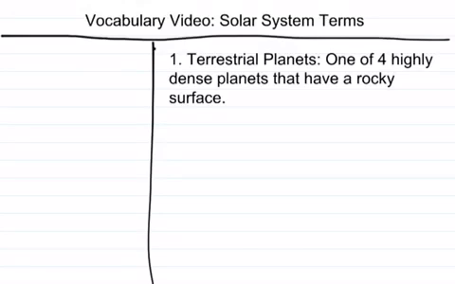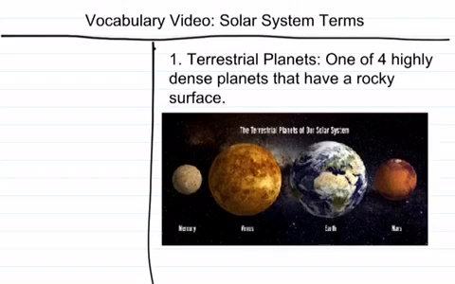So today we're talking about the terrestrial planets, which are the four highly dense planets that have a rocky surface. We're not talking about Earth, but Earth would be a terrestrial planet. So what does it look like? Here are the four terrestrial planets. You have Mercury, being the closest to the Sun, then Venus, a planet with an atmosphere. Remember, the atmosphere on this one has been boiled off.